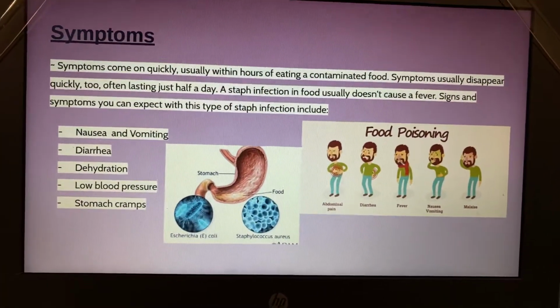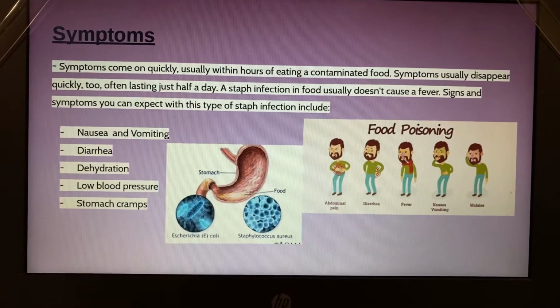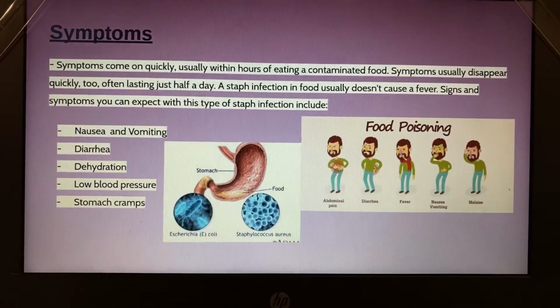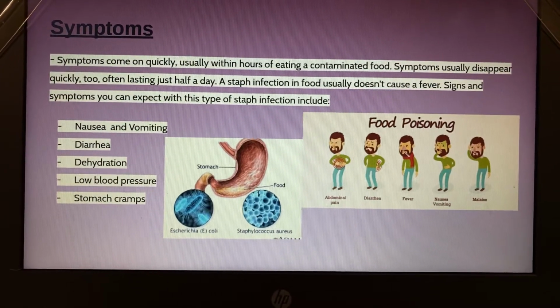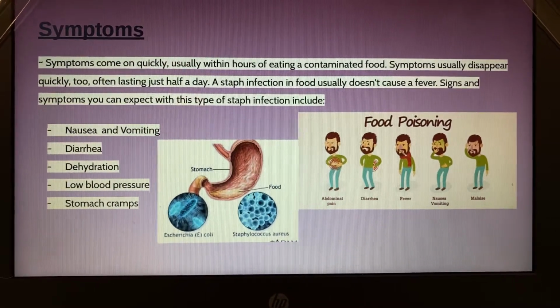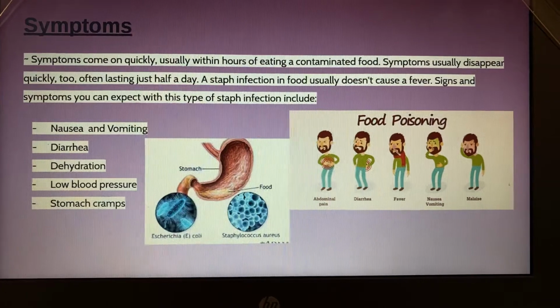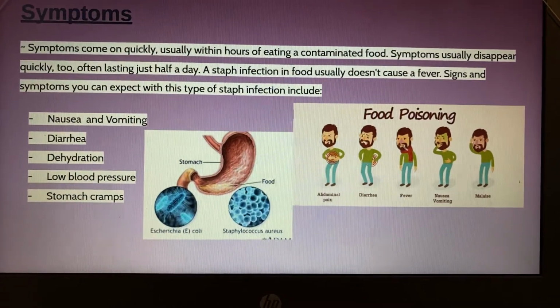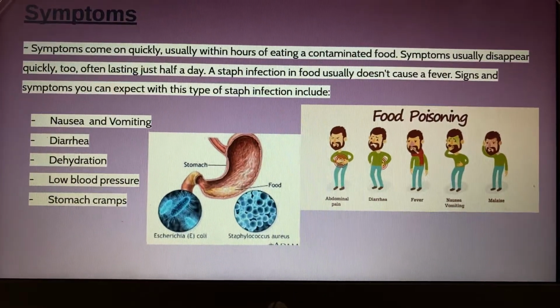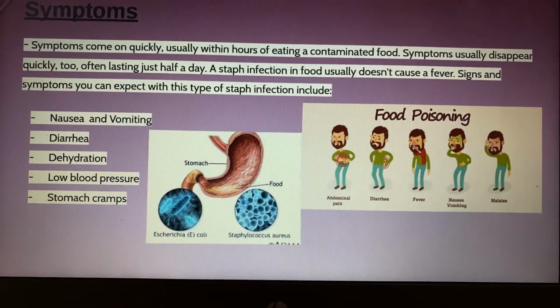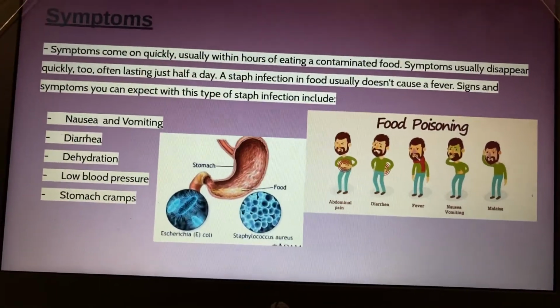Symptoms. Symptoms come on quickly, usually within a couple of hours of eating contaminated food. Symptoms usually disappear quickly too, often lasting just half a day. A staph infection in food usually doesn't cause a fever. Symptoms you can expect are nausea and vomiting, diarrhea, dehydration, low blood pressure, and stomach cramps.